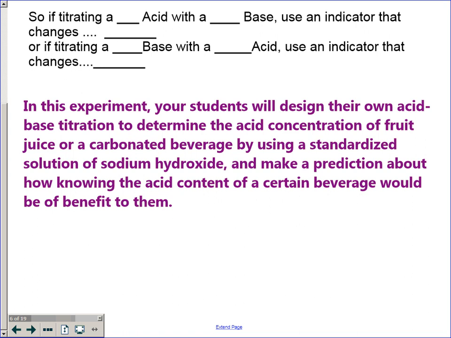You're going to do that based on a standardized solution. What does that mean? It's the known. Like, I'm going to tell you this is 0.2 molar sodium hydroxide or 0.5 molar sodium hydroxide, but I'll give you guys a variety of them, so not every group's using the same exact standard. And you're going to do your reaction to make a prediction about the acid content in certain beverages, and then the benefit or maybe the detriment it could cause your health. So there's three main connections: acid-base titrations, the different forms of acids in these select beverages, and how that relates to health. Okay, so when you guys read this, you'll see that too.